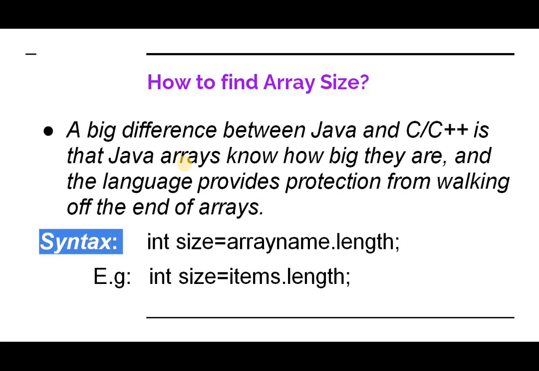There is a very important feature in Java programming, that is the big difference between Java and C++: Java arrays know how big they are, and the language provides protection from walking off the end of the arrays. That is, to find out the array size, we have to use int size equals array name dot length. For example, if our array name is items, then we use items dot length, then we can find out the size of the array. Let's understand its practical examples with the coding.